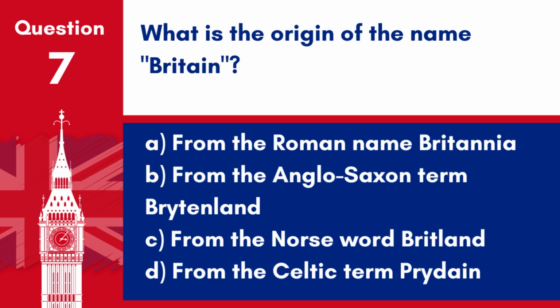Question 7. What is the origin of the name Britain? A. From the Roman name Britannia, B. From the Anglo-Saxon term Breitenland, C. From the Norse word Britland, D. From the Celtic term Prydain.